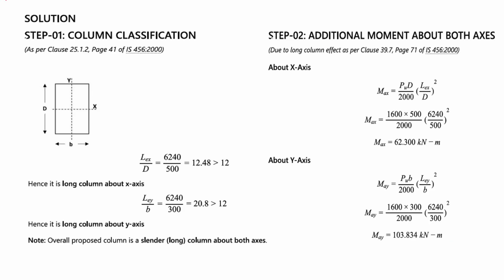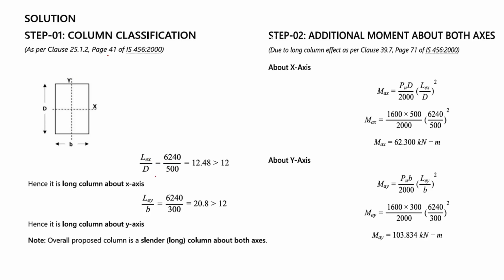now I will discuss step by step in a very easy way. What you have to do first is check whether this column is a short column or a long column. To check, you have to go to clause 25.1.2 of IS 456. You have to check whether this column comes under short or long column, so you have to find out the slenderness ratio about both axes, major axis and minor axis.